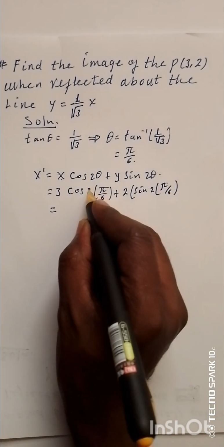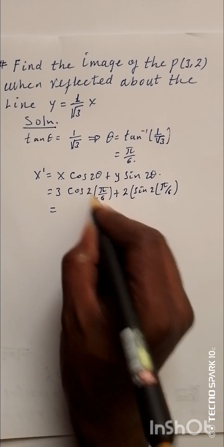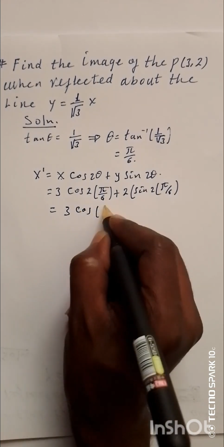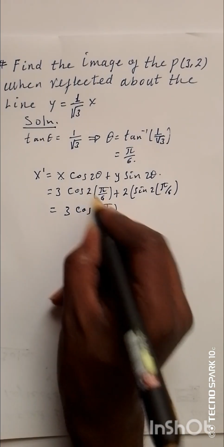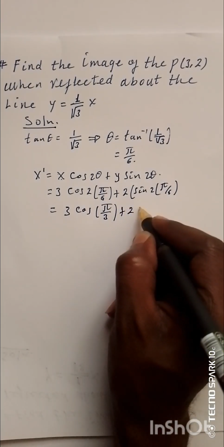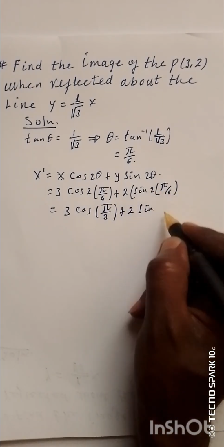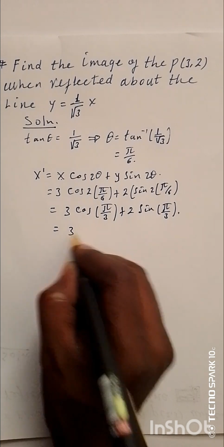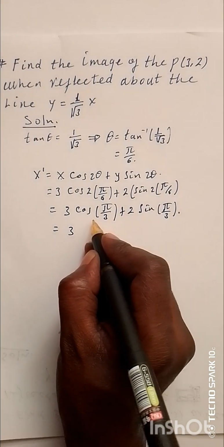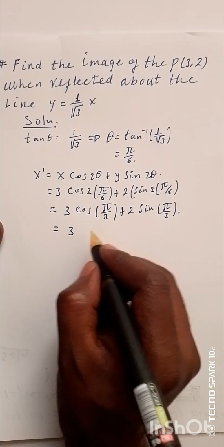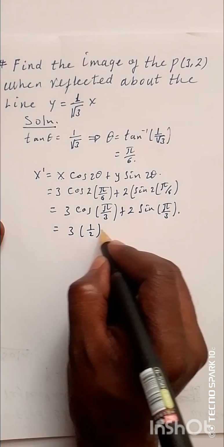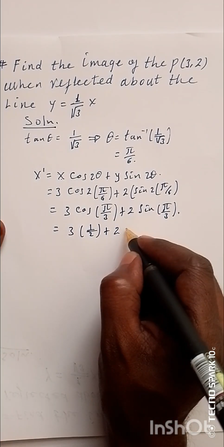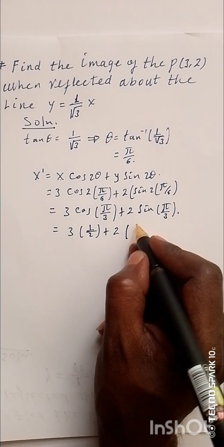Then 2π/6 means 2 divided by 2 is 1, that is 6 divided by 2 is 3, so 3 into cos π/3, because 2 by 6 is 1/3, plus 2 into sin π/3. From this we have 3 into cos π/3, which is 1/2, plus 2 into sin π/3, meaning sin 60 degrees, that is root 3 over 2.